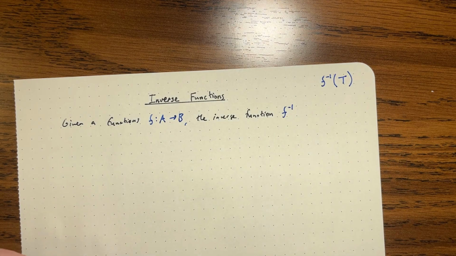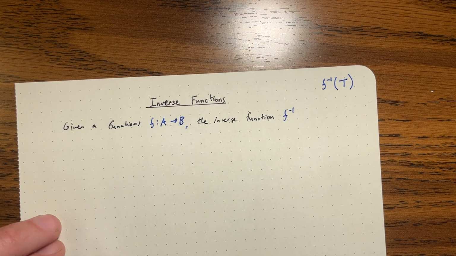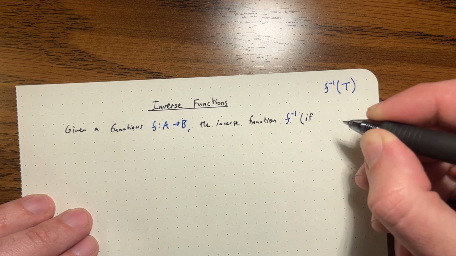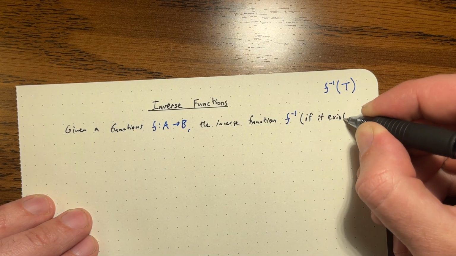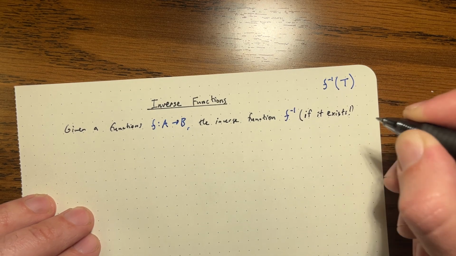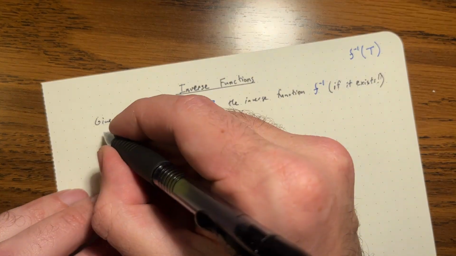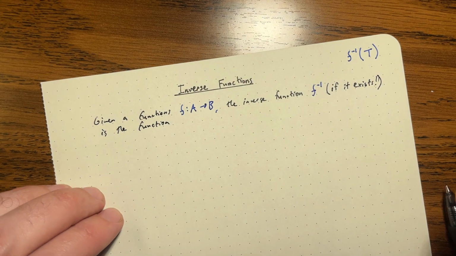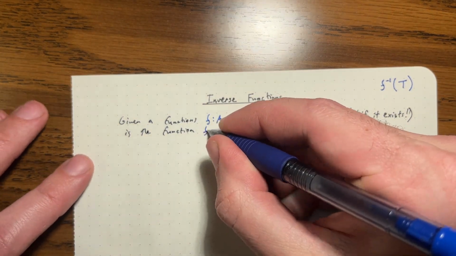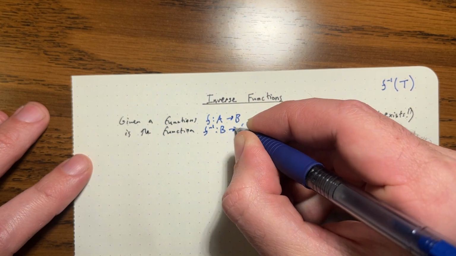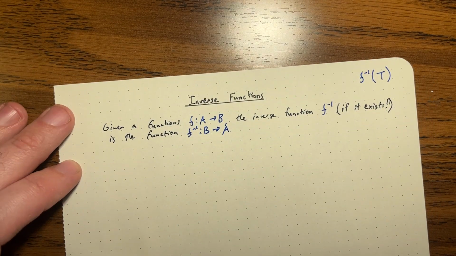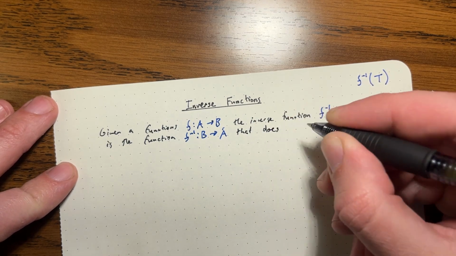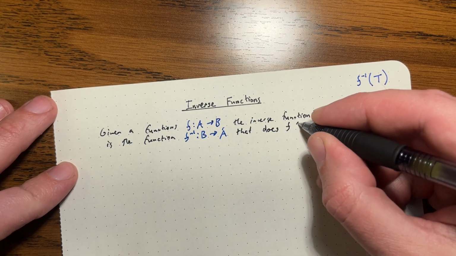The inverse function is a real function, so it might not always exist. So let's actually say if it exists, it is the function that goes from B to A that essentially reverses what f does. So, yeah, it does f in reverse or backwards.